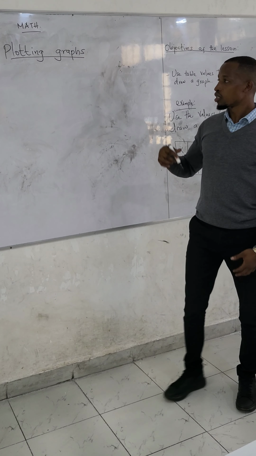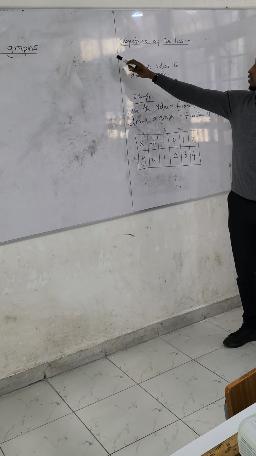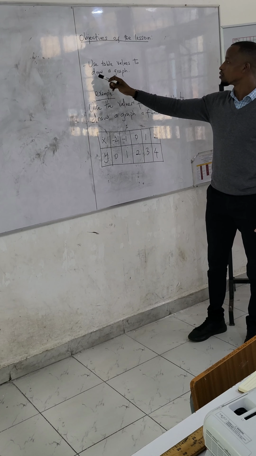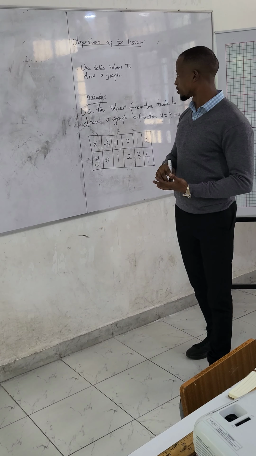So, what we need to understand is the objective of the lesson. By the end of this lesson, our main objective is to use values from a table to draw a graph. And remember, it's a graph of a function.